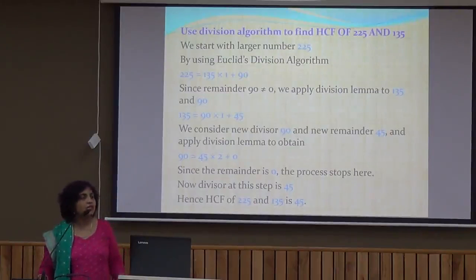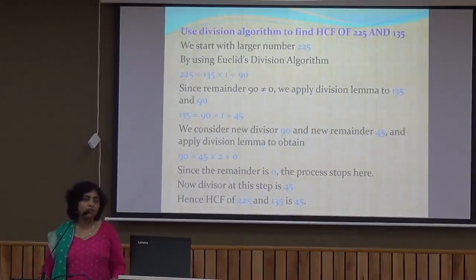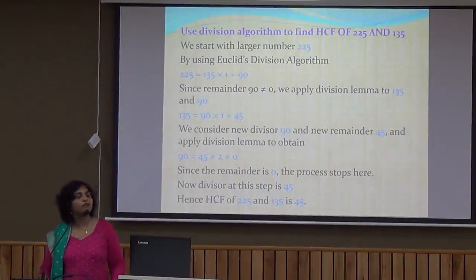So we get 90 as 45 into 2 plus 0. So here quotient is 2 and remainder is 0. So our process stops as we get remainder as 0. And the divisor at this step is 45. So our HCF of the given numbers 225 and 135 is 45.